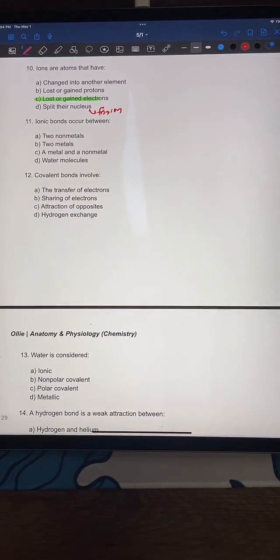Number 11, ionic bonds occur between. So what do, I'm studying the endocrine system right now. I actually did an endocrine system live stream yesterday. The replay of that is uploading right now to YouTube. It's linked in my bio if you want to rewatch that. But I also have a bunch of other videos for the endocrine system too.